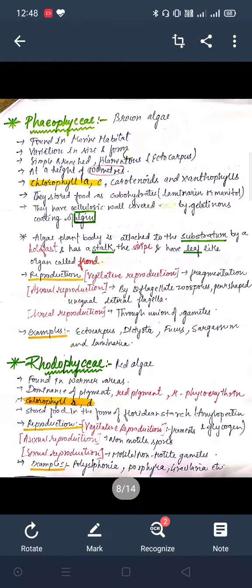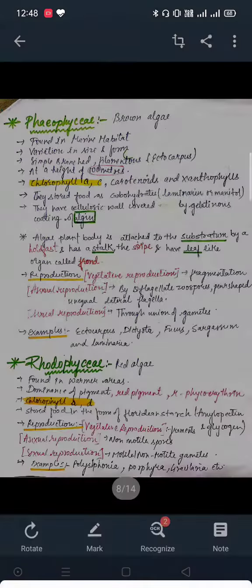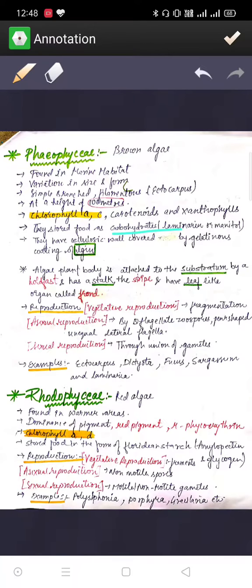Okay, so what is Phaeophyceae? Phaeophyceae is a brown colored algae found in marine habitat, having a height of up to 100 meters, and containing chlorophyll A and C. It stores food in the form of carbohydrate and has a cellulose wall. The algal plant body is attached to the substratum with three types of structures: a holdfast, a stalk, or a leaf-like organ called a frond.